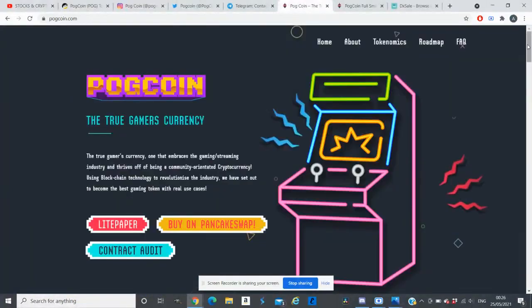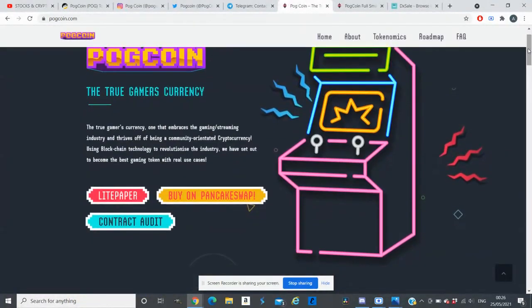And if we have a look at a few main details, Pogcoin, the true gamer currency, one that embraces the gaming streaming industry and thrives off of being a community-oriented cryptocurrency using blockchain technology. And the main mission is, we have set out to become the best gaming token with real use cases.